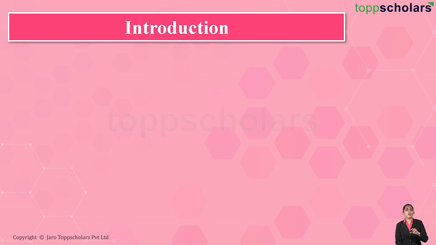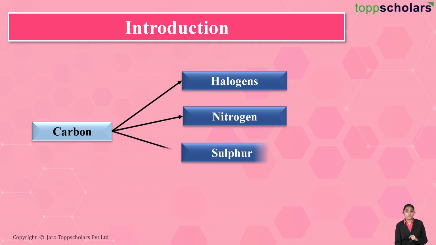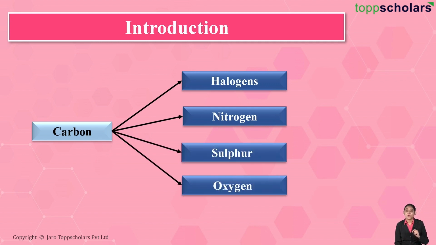Now friends, if we talk about carbon, we know that carbon has a versatile nature. Carbon can form bonds with other carbon atoms. Carbon can also form bonds with hydrogen, and we know about hydrocarbons, which are compounds that contain hydrogen and carbon. But apart from bonding with hydrogen, carbon can also bond with atoms of other elements, for example halogens, nitrogen, sulphur, as well as oxygen.